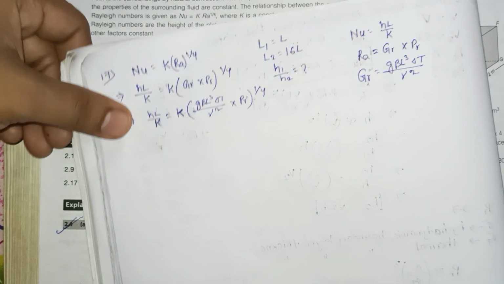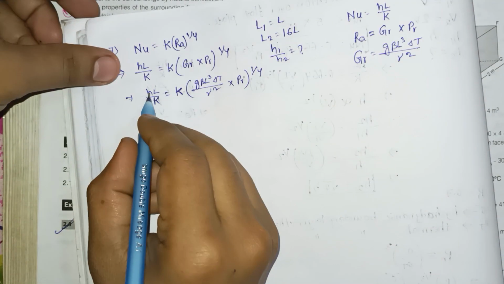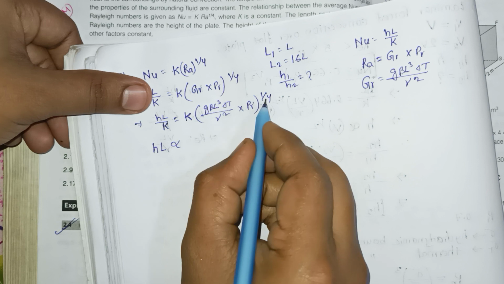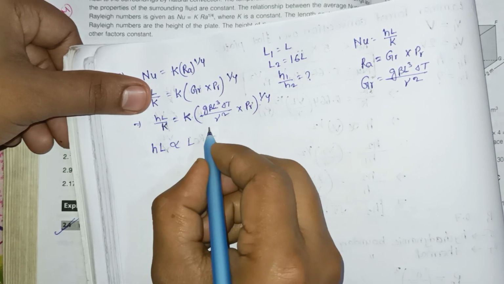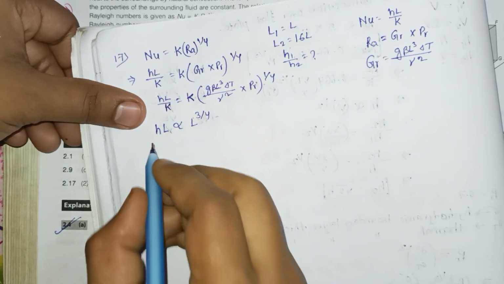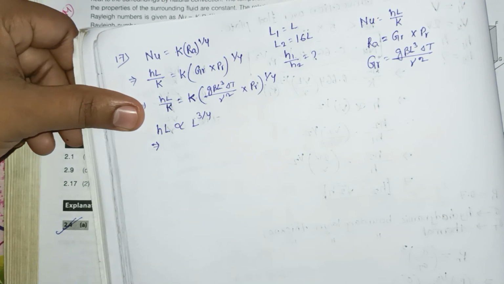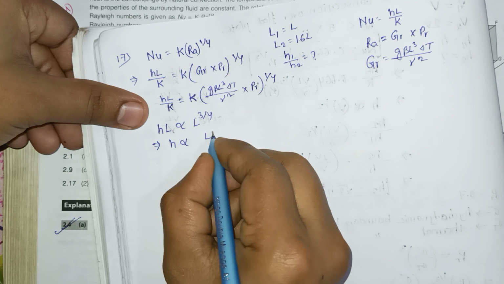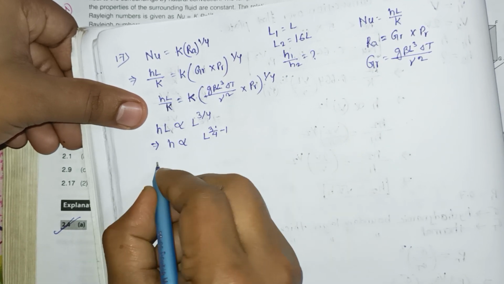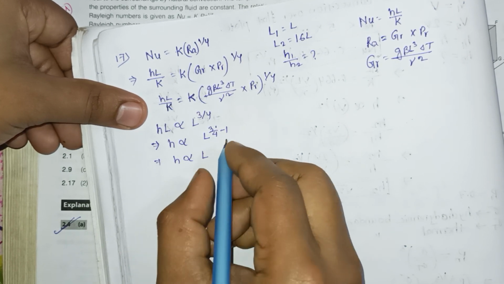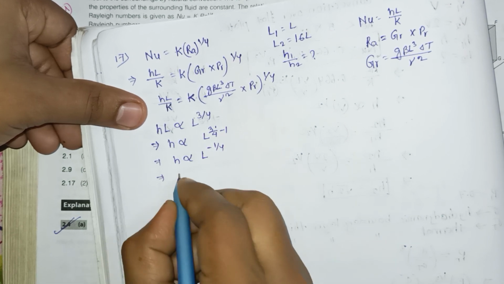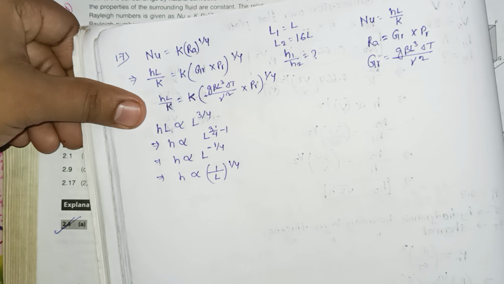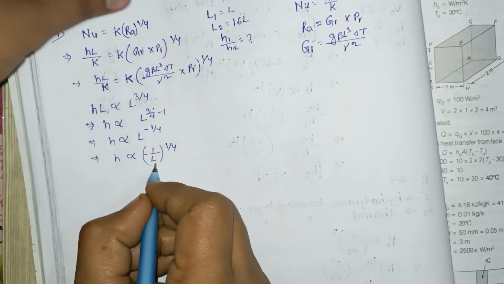You have to find the relation between H and L. From here you can see that H times L is proportional to L cube whole to the power 1 by 4, that is L to the power 3 by 4. So H is proportional to L to the power 3 by 4 minus 1, that is L to the power minus 1 by 4. So H is proportional to 1 by L to the power 1 by 4. This is the relation between H and L.